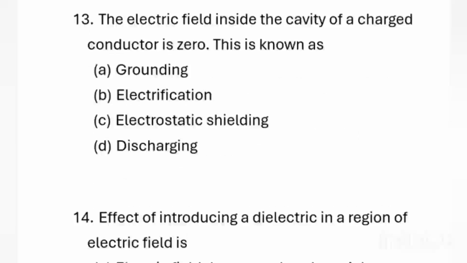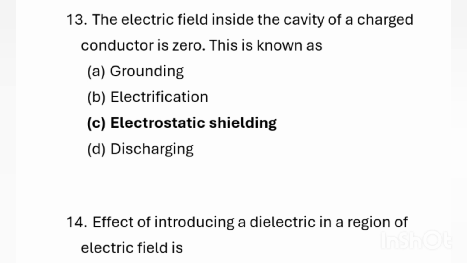Question number 13. The electric field inside the cavity of a charged conductor is 0. This is known as option A, grounding, option B, electrification, option C, electrostatic shielding, option D, discharging. Here the correct answer is option C, electrostatic shielding.